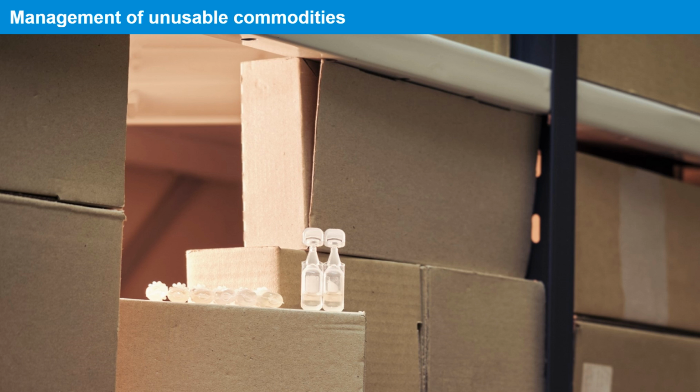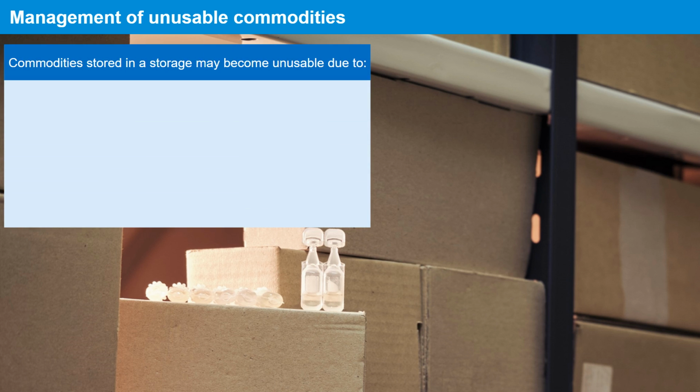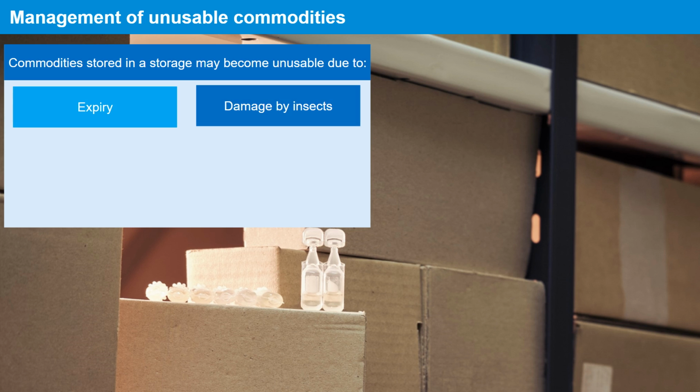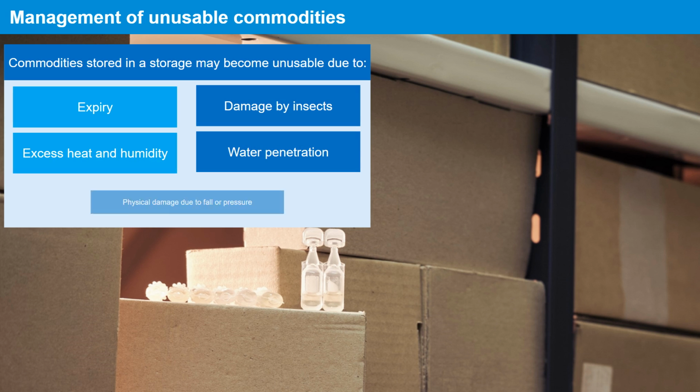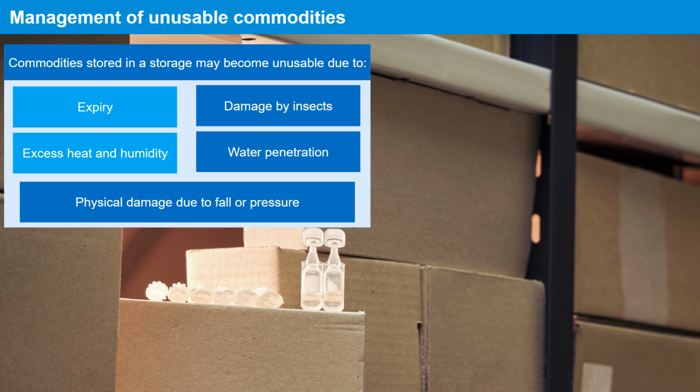Let's now understand why some commodities in a store may become unusable. Any commodity stored in a storage may become unusable due to expiry, not following FIFO, damage by insects, excess heat and humidity, water penetration, and physical damage due to fall or pressure.